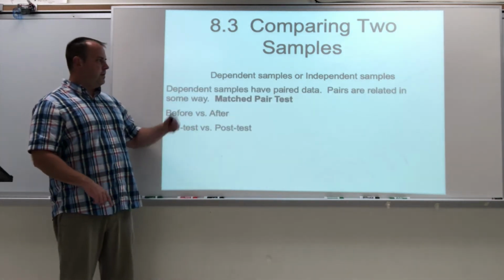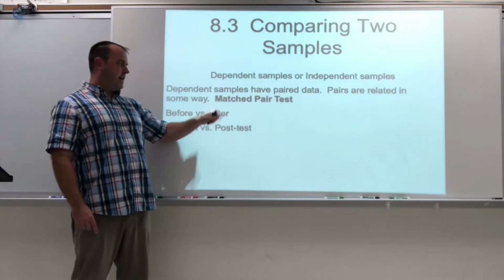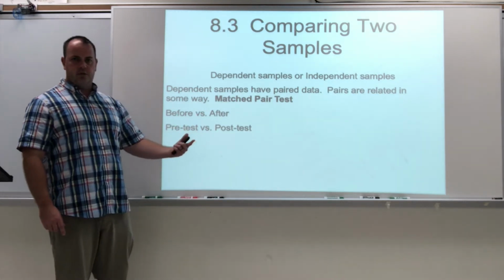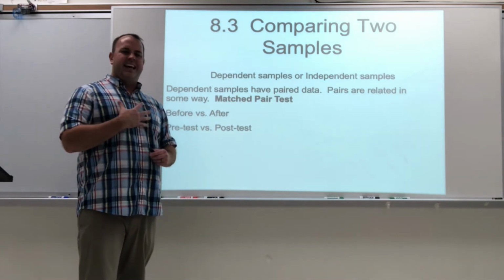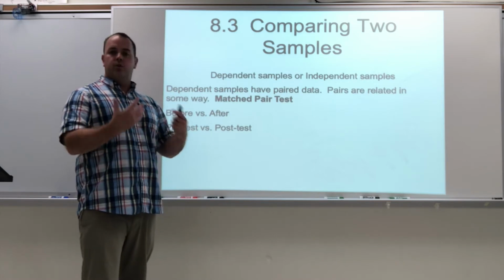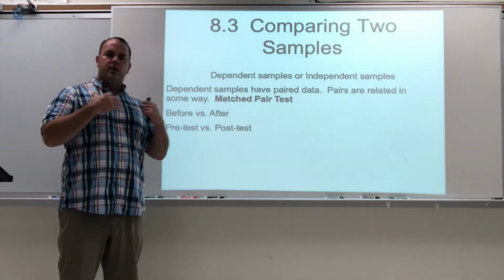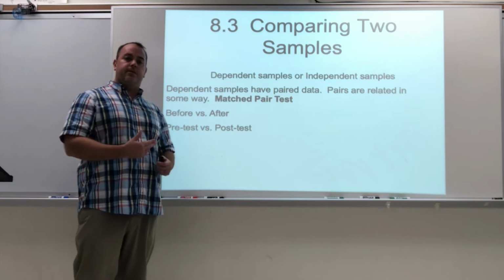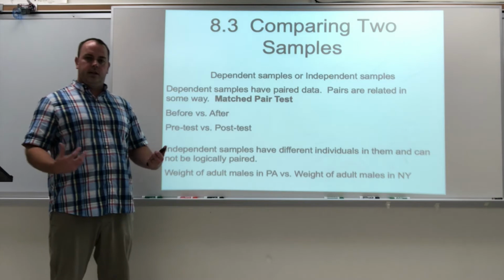Okay? So for the dependent samples, matched pair test is usually what you're going to hear this called. This is a matched pair test, and like I said before, it's a lot of before and after, pre-test versus post-test. Okay? You have your observational unit, you get a reading about that observational unit, and after you've done some kind of treatment, some kind of exercise, you take another reading from that same observational unit. That's why it's a matched pair test. You're getting one reading and then another from the same observational unit, and we're going to see the difference between those two. If it's independent, these are two completely different sets of people.